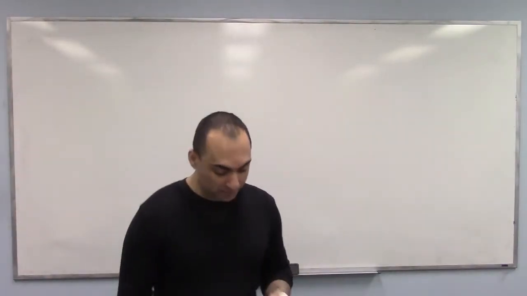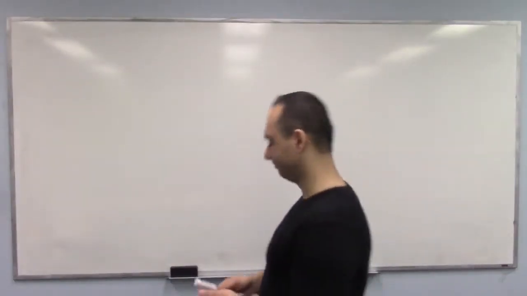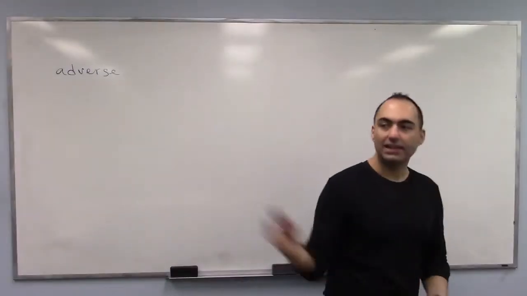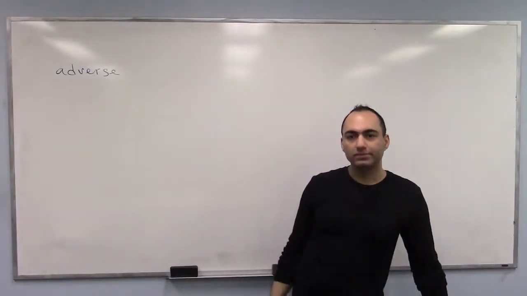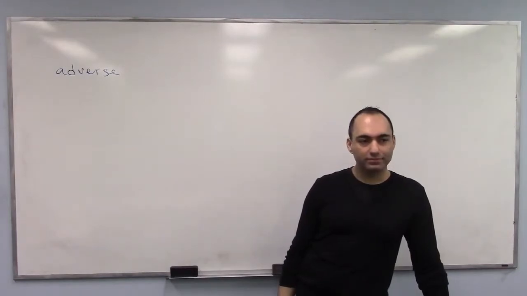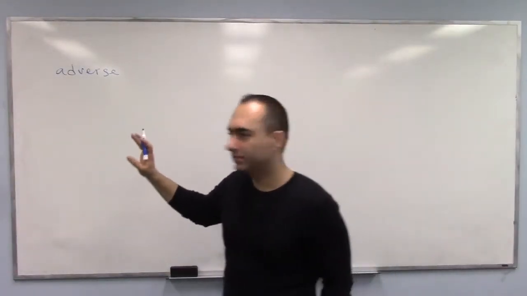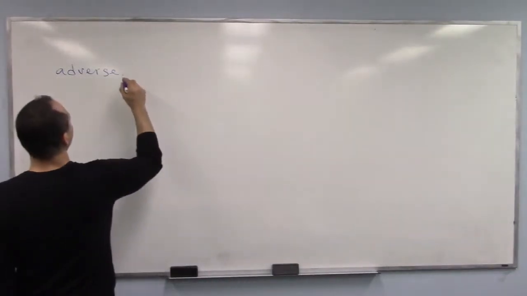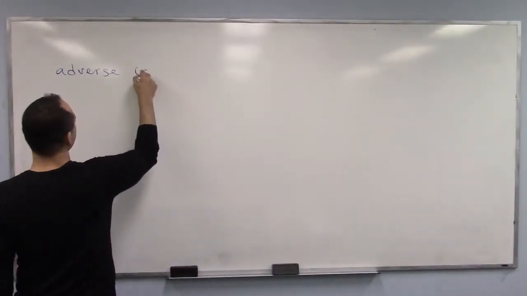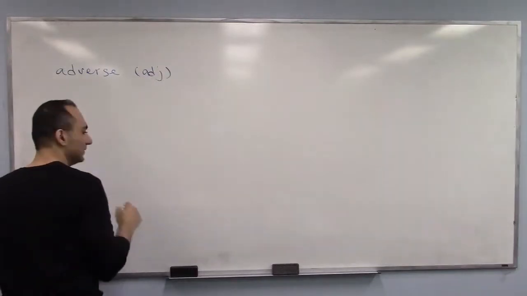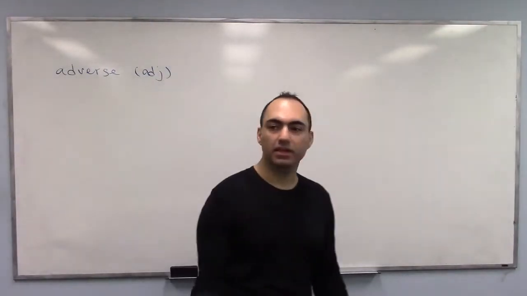The next good word would be adverse. Adverse. A very good word. We've had this before. What part of speech is it? It's an adverb. It's an adjective. Really? Okay, can you give me something like a collocation?